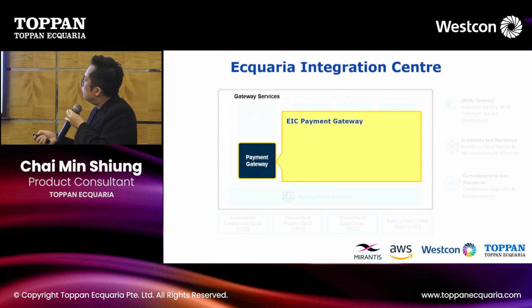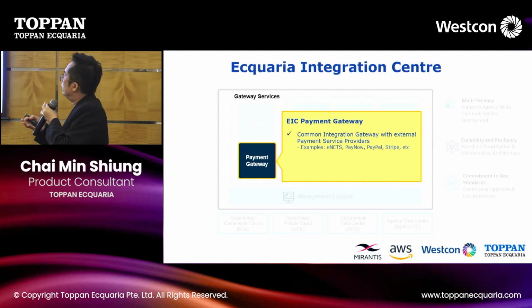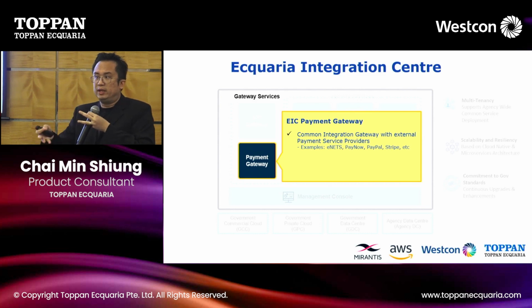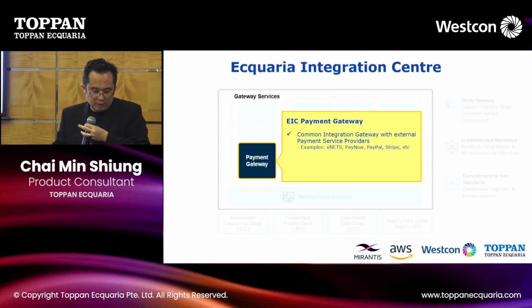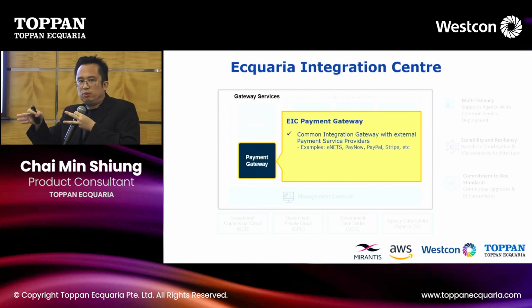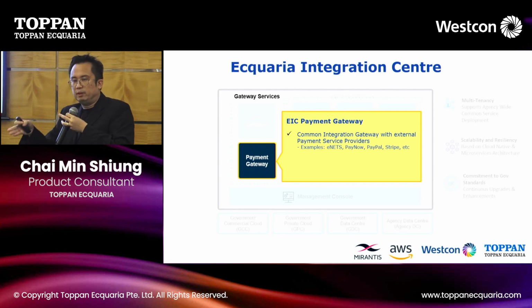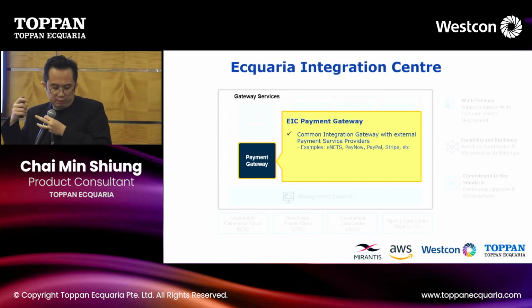Okay, the next EIC product I'm going to talk about is the payment gateway under the gateway services. The payment gateway is to aggregate all the interfaces with your external payment service providers, like your eNets, your PayNow, and your PayPal. So individual applications that you onboard with EIC are able to access all these payment service providers through simple RESTful APIs. Your common RESTful API, the same APIs, applies to any payment service provider that you onboard with the payment gateway.